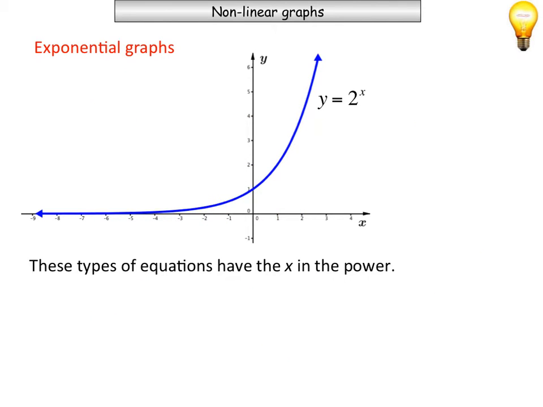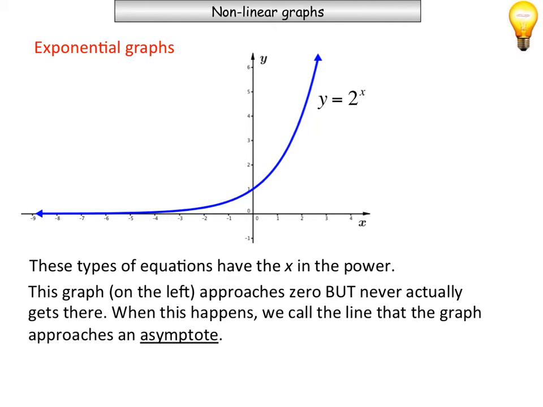So these types of equations have an x in the power, and it has a different looking shape than our parabola. This one actually approaches 0 over here. So if I just draw a dotted line, that blue line approaches 0, but it never touches 0. So we call this an asymptote. That dotted line that I drew, which is on the x-axis, is an asymptote to our exponential graph because it approaches it, but it never actually gets there. It looks like it touches it here. However, if I zoom in, you'll see that it doesn't in fact touch it. So that's called an asymptote. There's a new word.